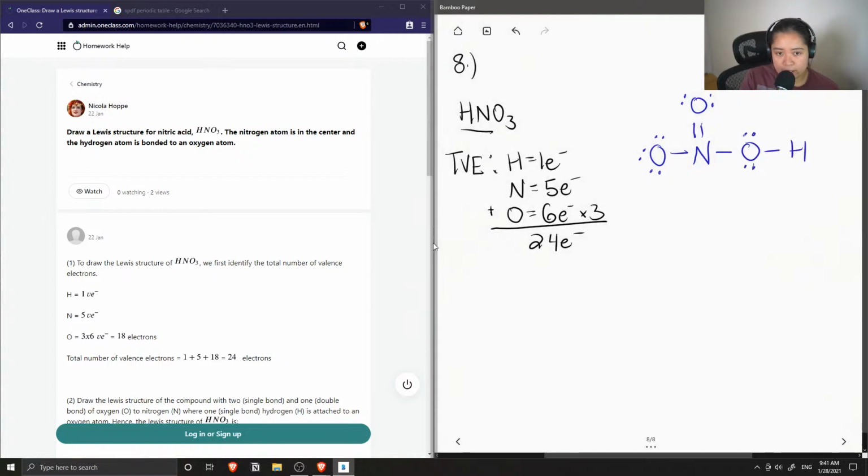Okay, so now we have the final structure for nitric acid, but we also need to include any charges that this Lewis structure might have. So to calculate formal charge, it's going to be the number of valence electrons minus the number of non-bonding electrons minus the number of bonding electrons divided by 2.